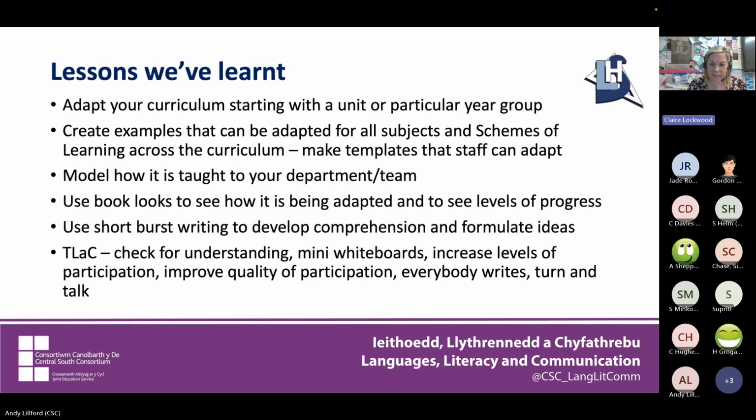So finally, some of the things that we've learned along our way that would hopefully help anybody who's also looking to go this direction is to maybe start with a particular unit of work or a particular year group. We didn't start with looking at 7, 8, 9, 10, 11, 12 and 13. We did start with our year 7 and we looked at particular units and kind of made our progress that way. Then in the process, create examples that can be adapted for other subjects and schemes of learning.